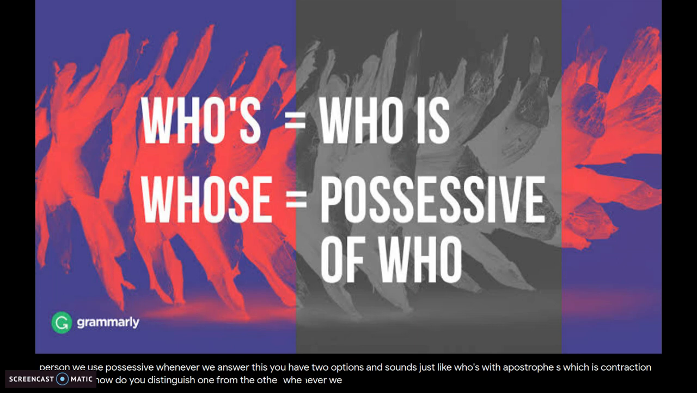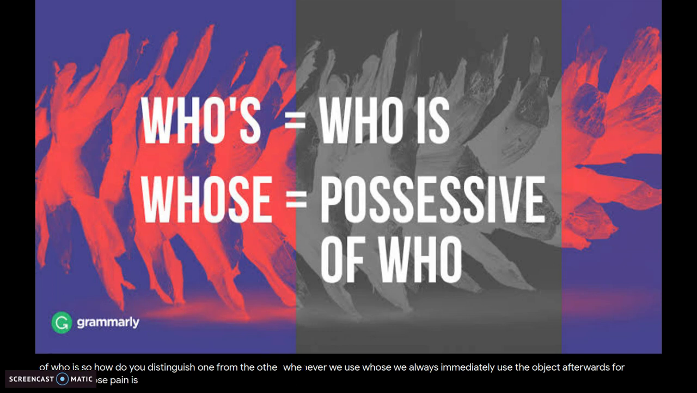Whenever we use whose, we always immediately use the object afterwards. For example, whose pen is this? Whereas when we say who's, with apostrophe s, we say, who's your daddy? With who's we usually use a noun but not an object. Whose pen? Whose pencil? Whose car?